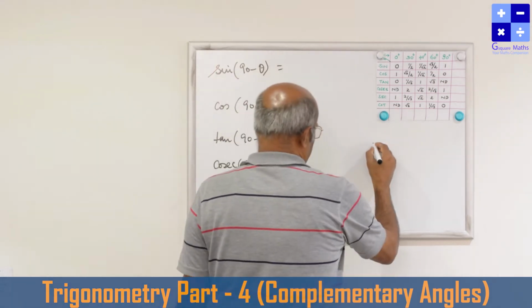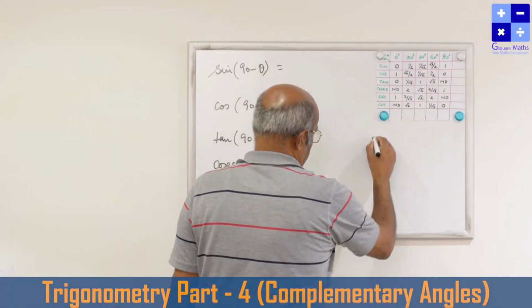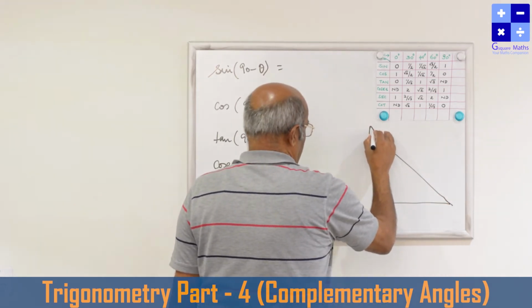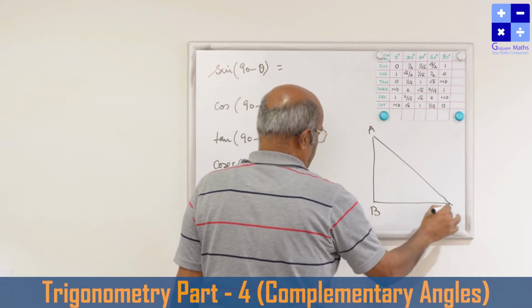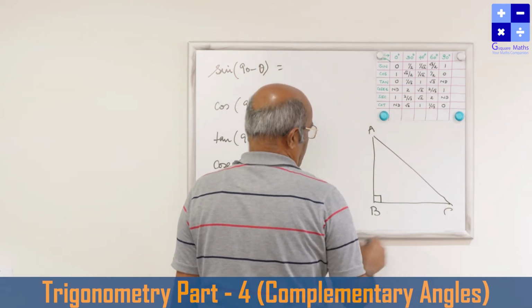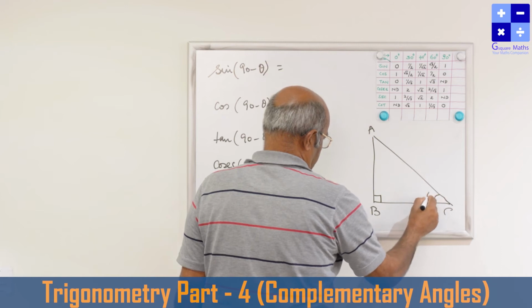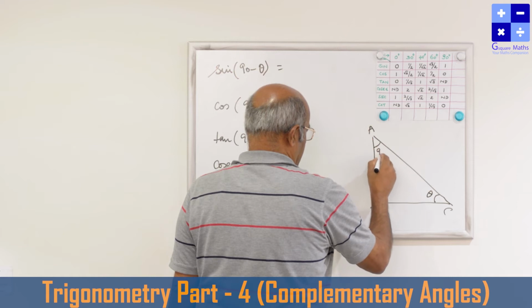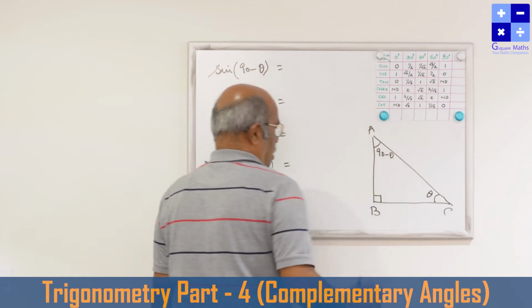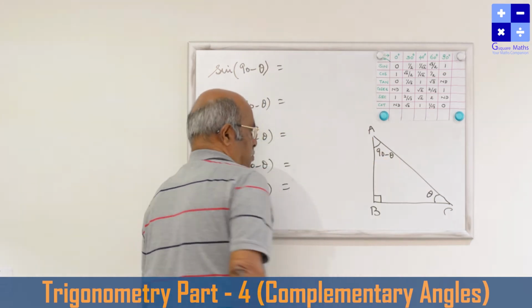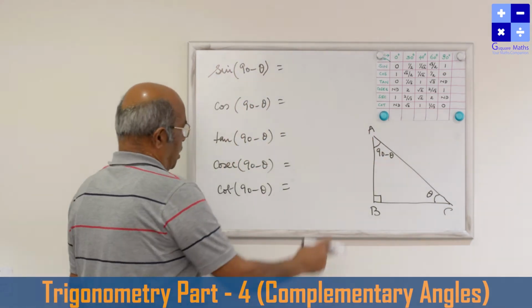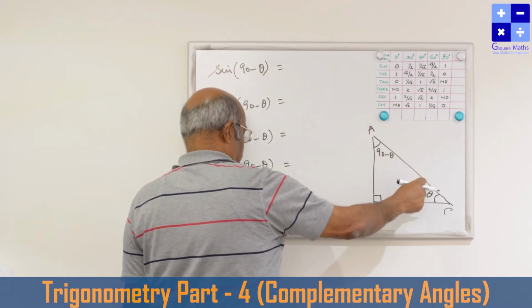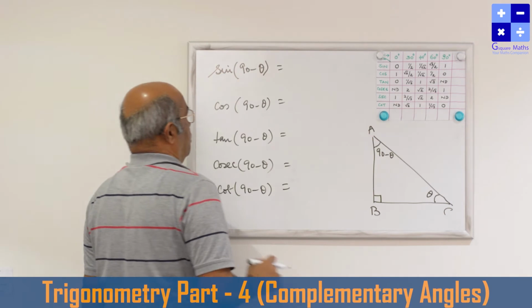Now let us draw a right angle triangle. ABC is a right angle triangle at B. Let theta be this angle. If theta is this angle, this is 90 minus theta. Now let us see what is sin 90 minus theta, and we will write what is cos theta also. We will see the relations.